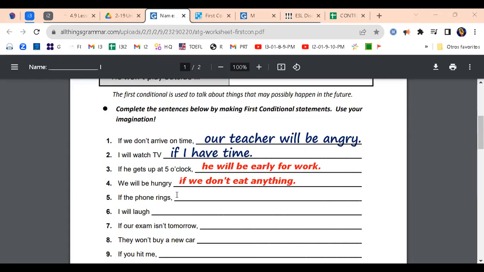If the phone rings, I'll answer the call. Okay. I will laugh if. So when are you going to laugh? I will laugh if I watch a comedy movie. Okay, yeah. Watch a comedy movie.